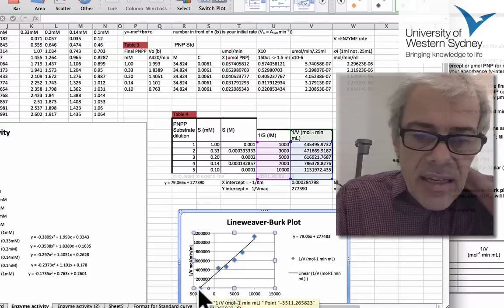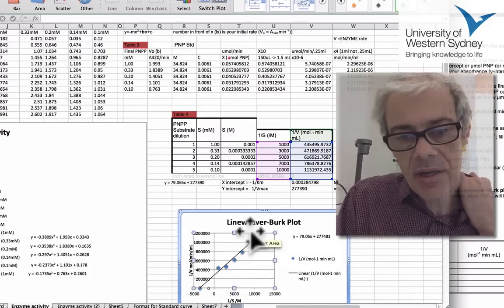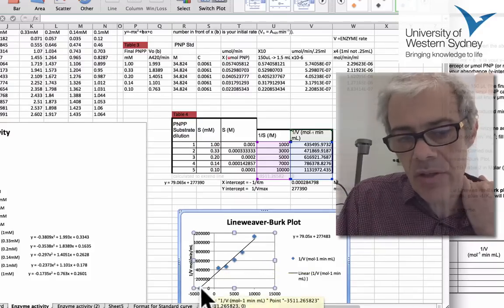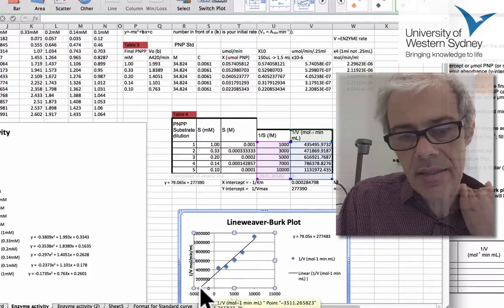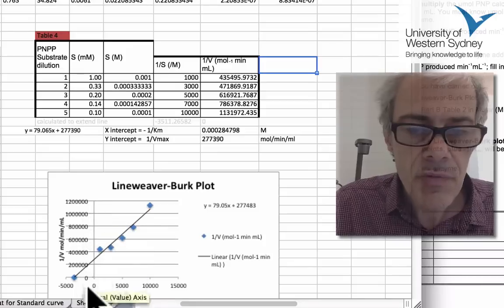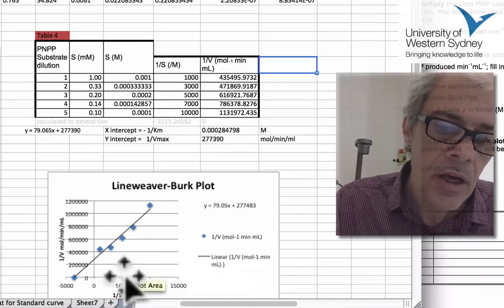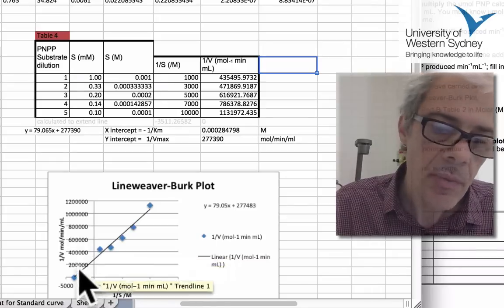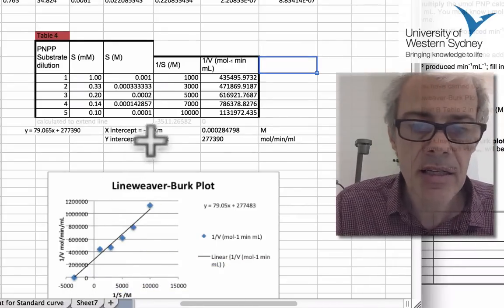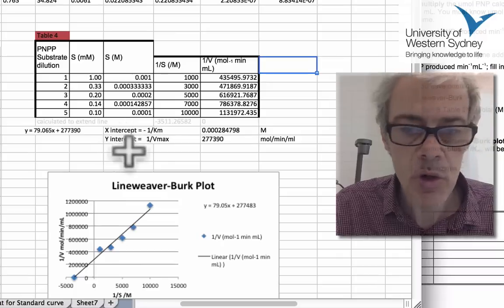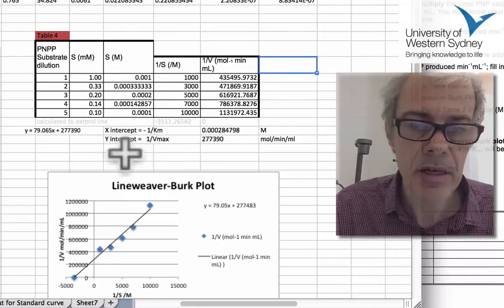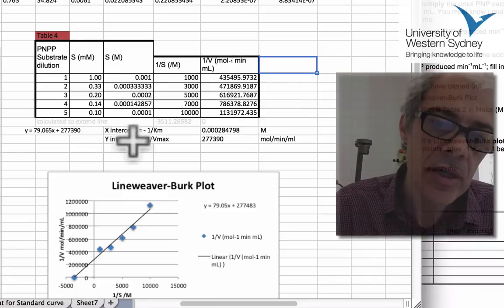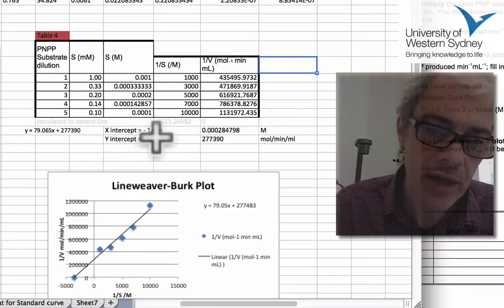Again, I've added a data point for my own sake because I don't have time to print this out and extend this line down to the x value, the x axis here. So from this Lineweaver-Burk plot, the x intercept and the y intercept, from these two values, you can calculate the Km and Vmax according to this relationship you're given in the manual. Okay? So your x intercept equals minus 1 on the Km value.